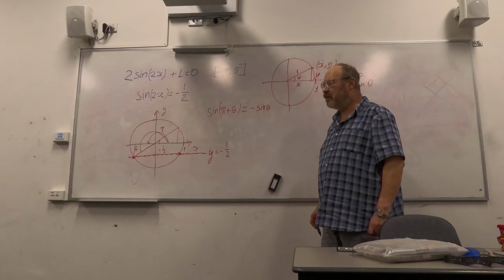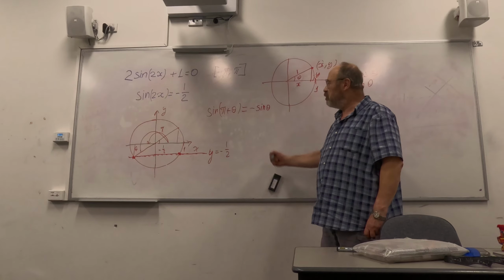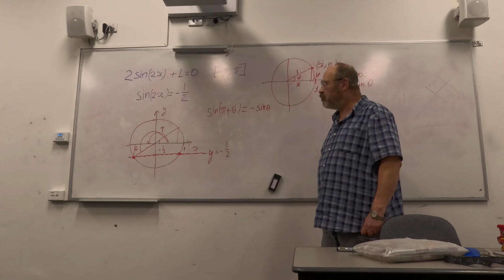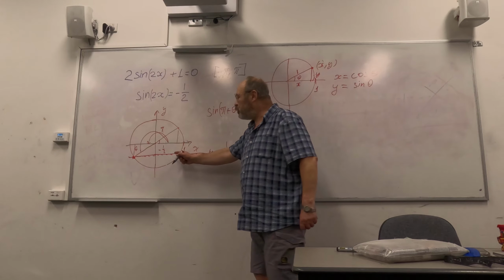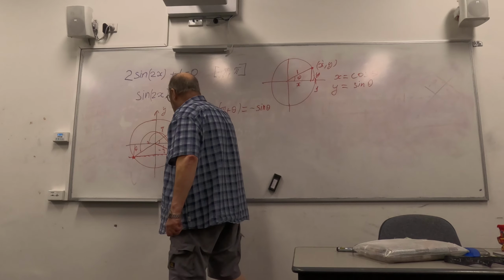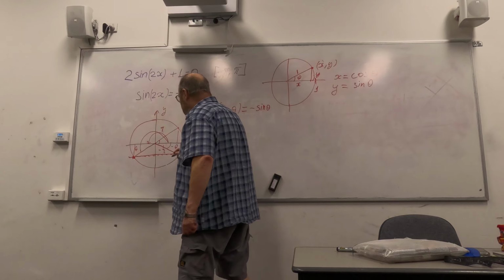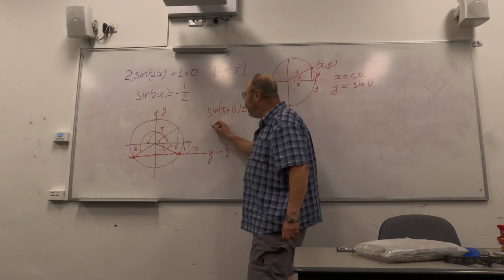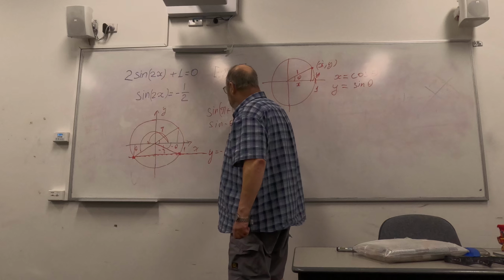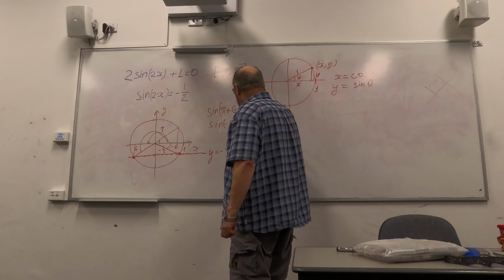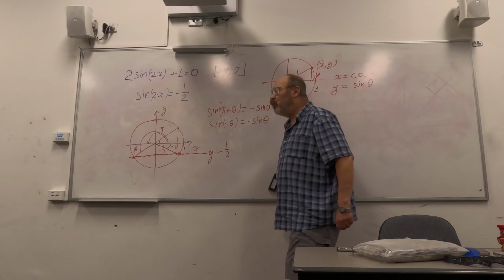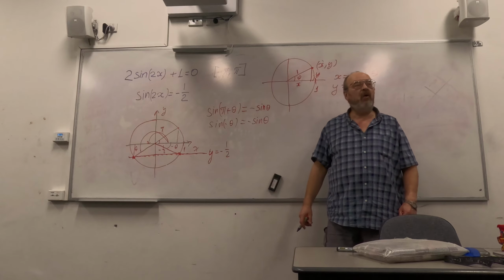So when you add it on, you rotate. So this is negative sine theta, and this is negative theta, and again sine of negative theta equals negative sine theta.